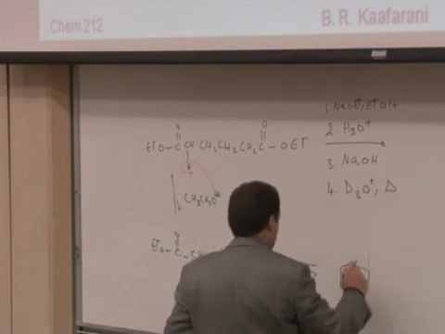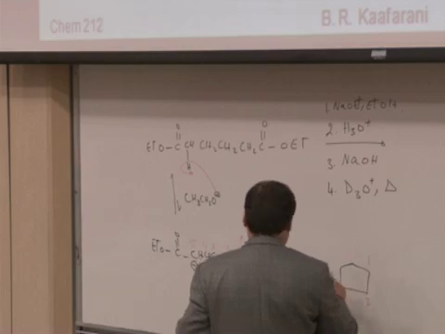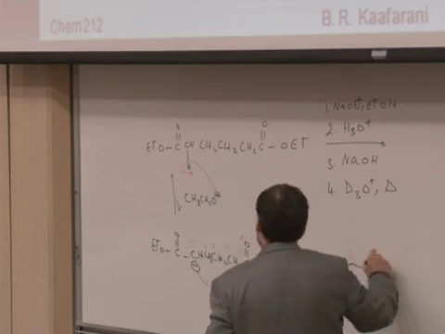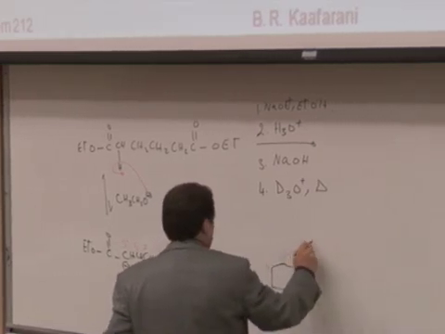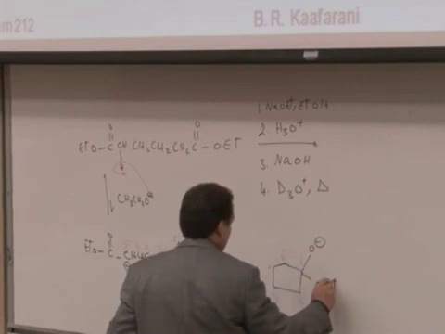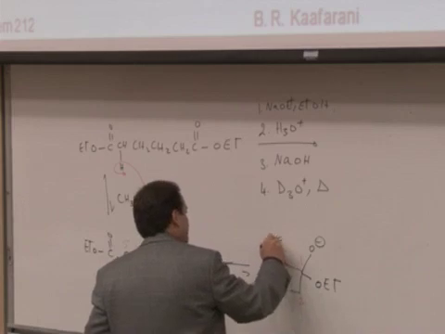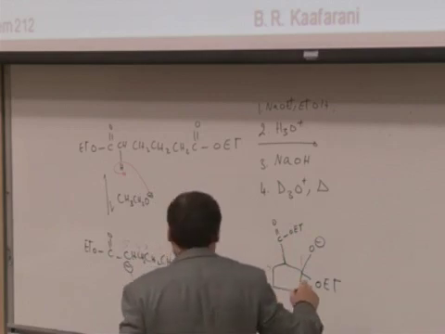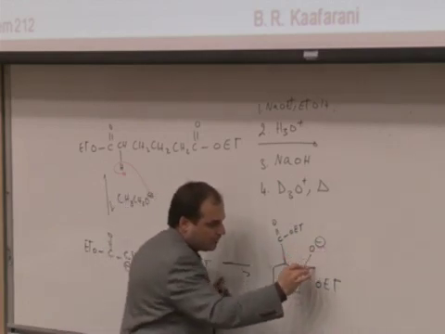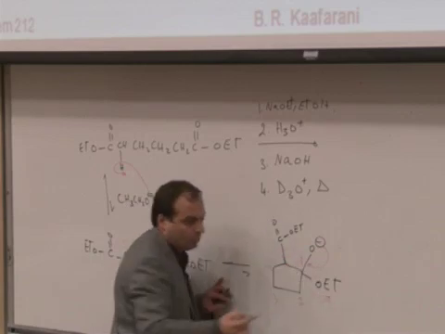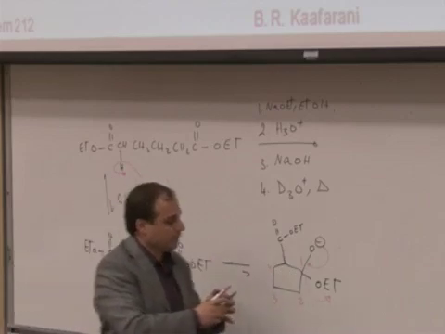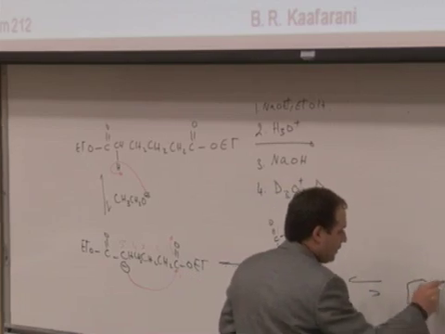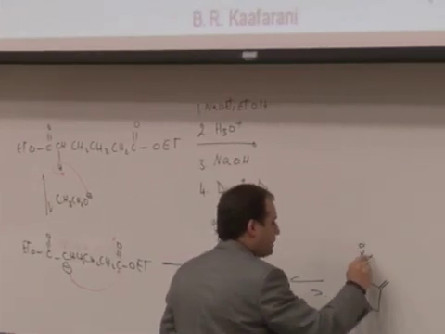This is carbon number 1 attached to 2, to 3, to 4, to 5. At carbon number 1, you have an O minus and an O ethyl. At carbon number 5, you have a C double bond O, O ethyl. Then the O minus will come back, will kick out the ethoxy group. The direction of equilibrium is still to the starting material, and you will get this beta keto ester.